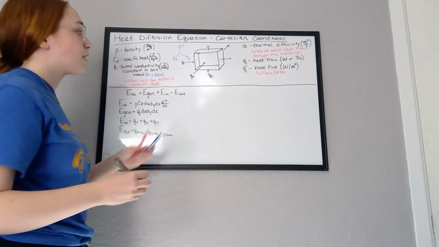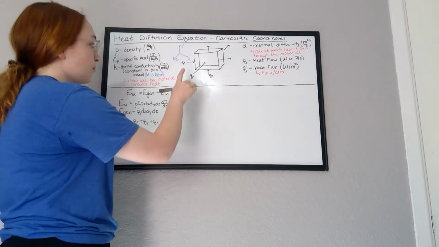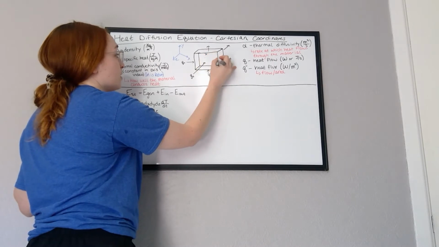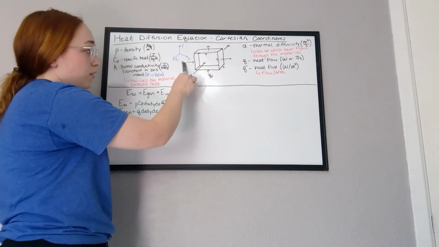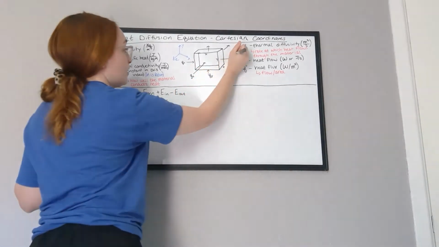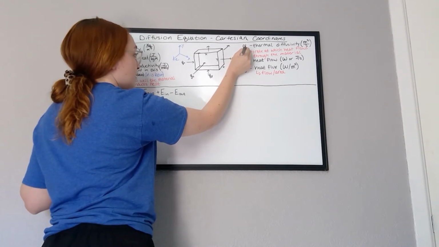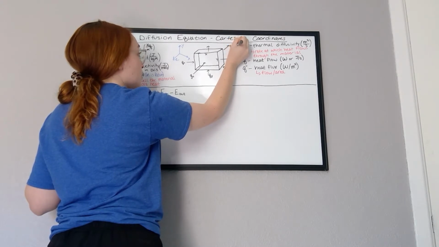plus dz. So looking at our example volume, this is the x-axis, the y-axis, and the z-axis. So the flow in plus the change in the position of x makes the flow in the x plus dx. Same for the z and y directions.